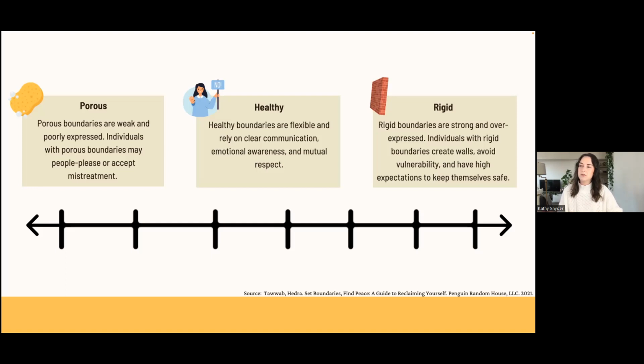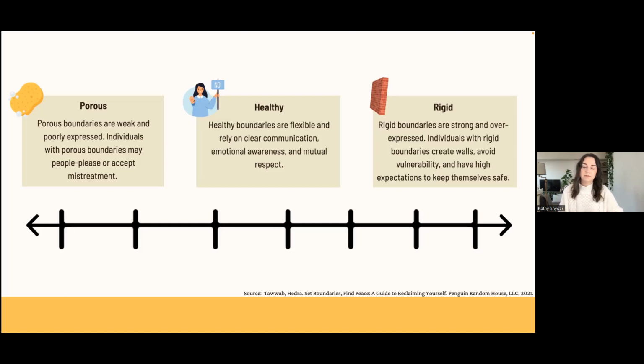On the absolute other side are people who set really rigid boundaries. They're very strong, they're overexpressed. A lot of this is creating like a 10-foot wall between you and another person. And it's really to keep yourself safe, avoid vulnerability. You're gonna have pretty high expectations of another person. And when they don't meet your standard, you might kind of shut off and just leave the scenario.